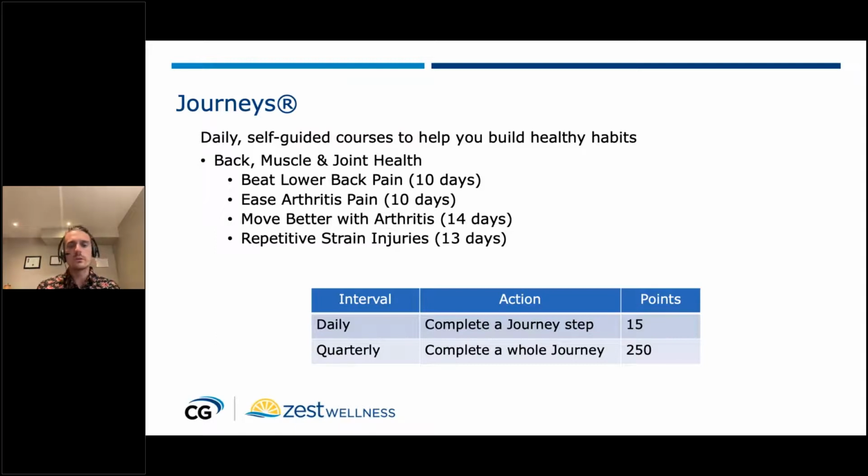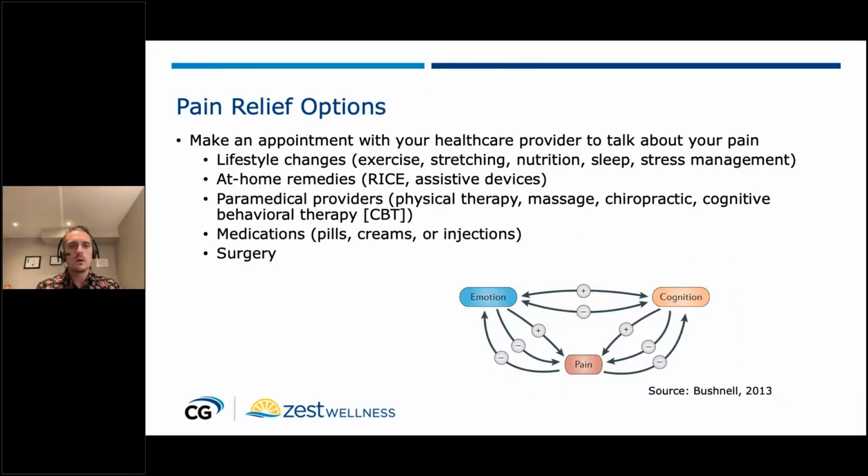In terms of some other pain relief options, because we just talked about doing a pain inventory, a questionnaire of your pain and how this affects your life, a pain log of tracking pain over time, and Journeys, what you can also do are a number of pain relief options, like speaking with a healthcare provider. Lifestyle changes, first and foremost, which is exactly what the CG Zest Wellness program is all about. Lifestyle changes in terms of exercise, stretching, nutrition, sleep, and stress management.